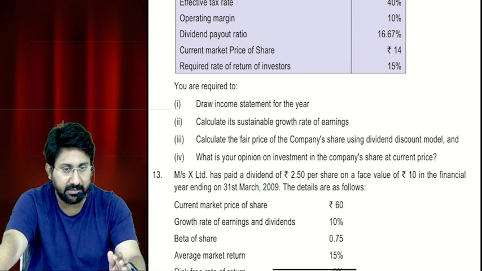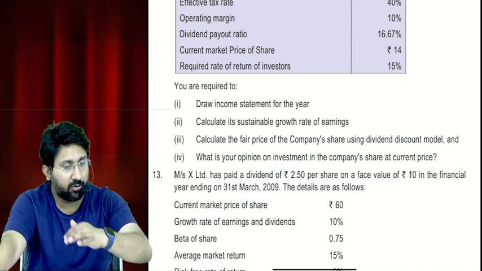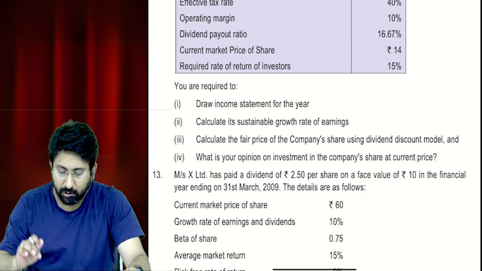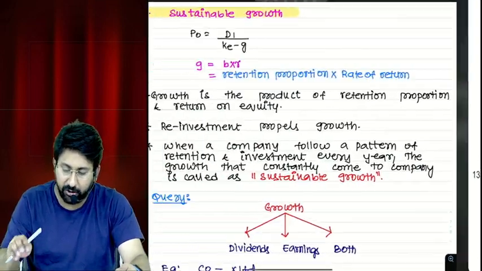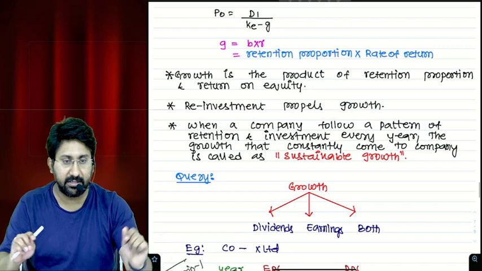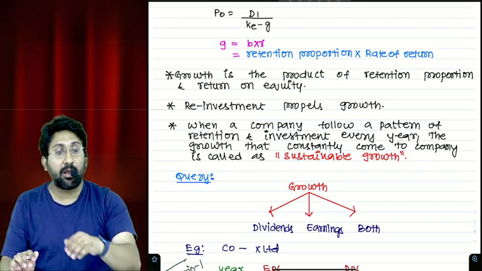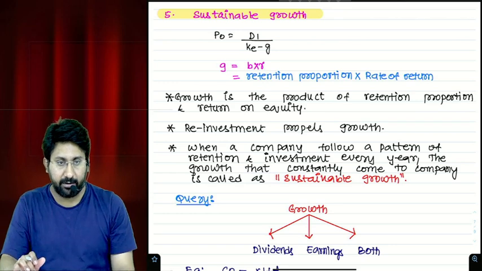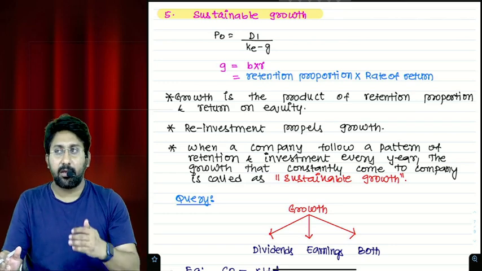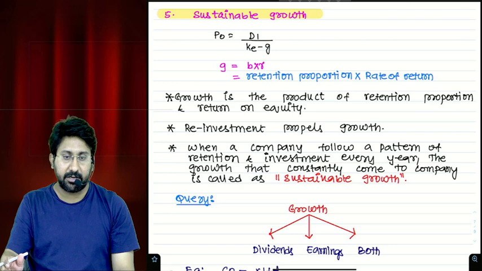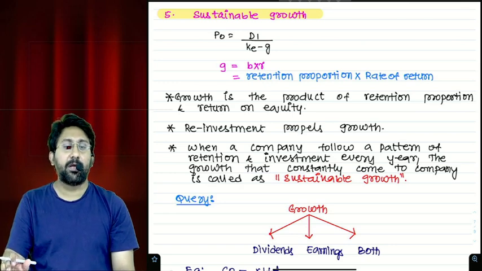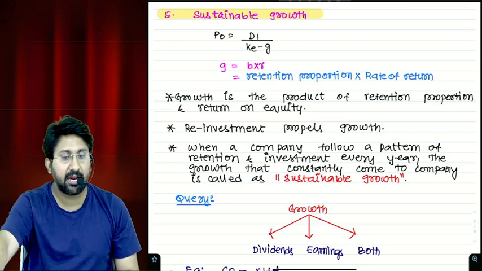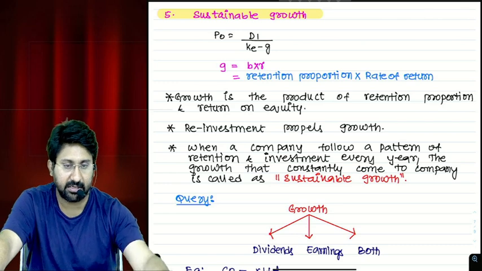Sustainable growth rate means a growth rate which is continuing forever. So how can we understand continuing the growth forever? When a company follows a pattern of retention, if the retention proportion into rate of return continues for many years till perpetuity, the growth that the company experiences will be called sustainable growth.